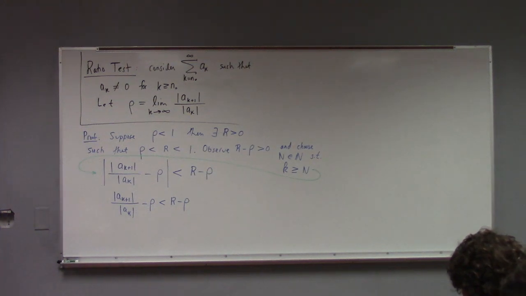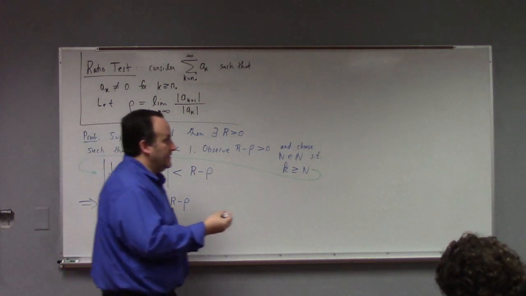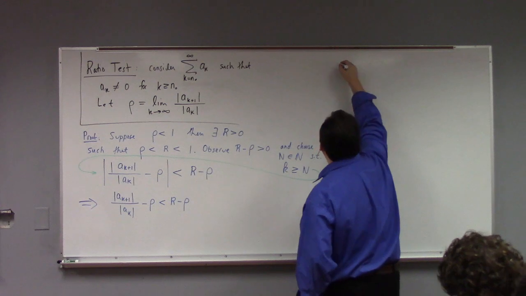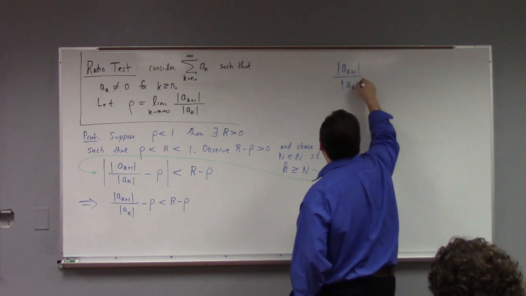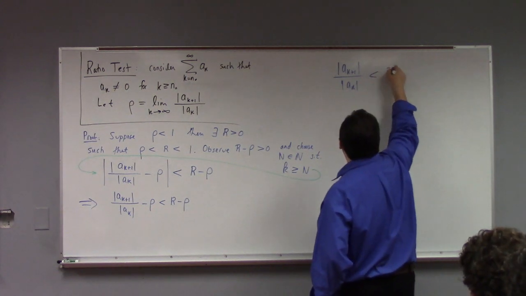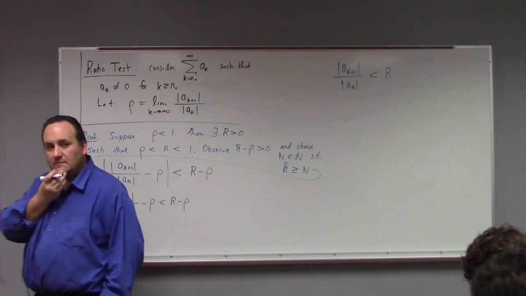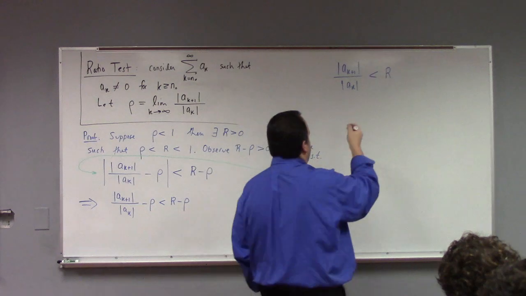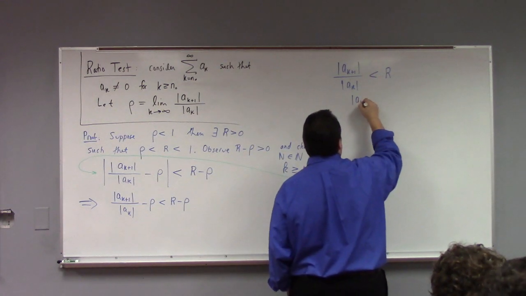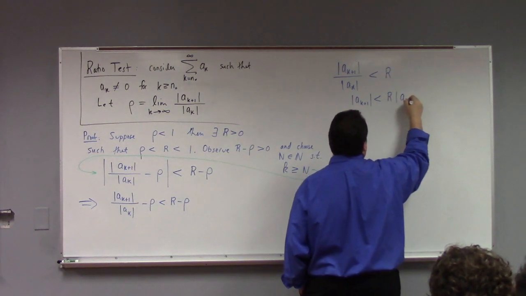So then what? Just add rho to both sides. Adding rho to both sides, we get the absolute value of a sub k plus 1 divided by the absolute value of a sub k is less than r. Well, this is interesting, because we can reformulate this to say the absolute value of a sub k plus 1 is less than r times the absolute value of a sub k.